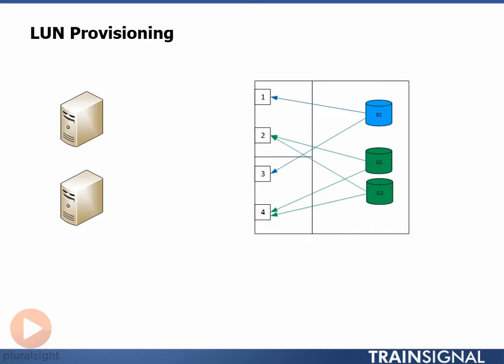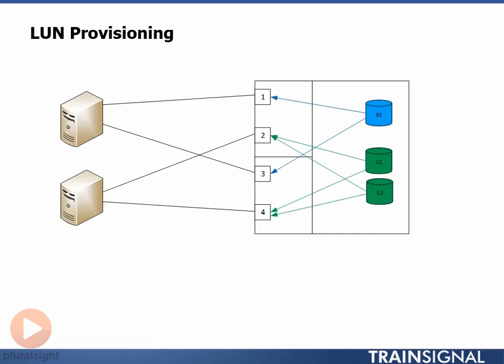In our example, we've mapped blue 1 to the odd-numbered ports, ports 1 and 3, and we've mapped the green LUNs to the even-numbered ports, ports 2 and 4. We call this process mapping, and a volume mapped to a front-end port is usually called a LUN. Anyway, now let's connect our top host on the diagram to ports 1 and 3, and next we'll connect the bottom host to ports 2 and 4.